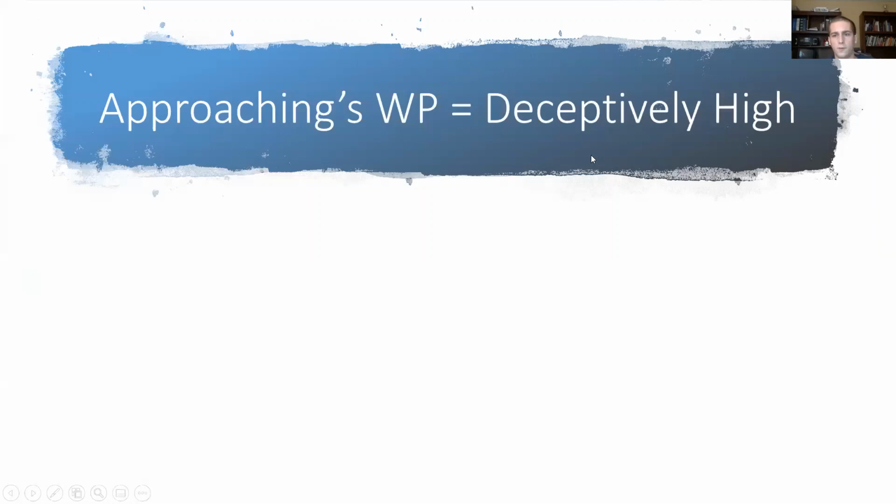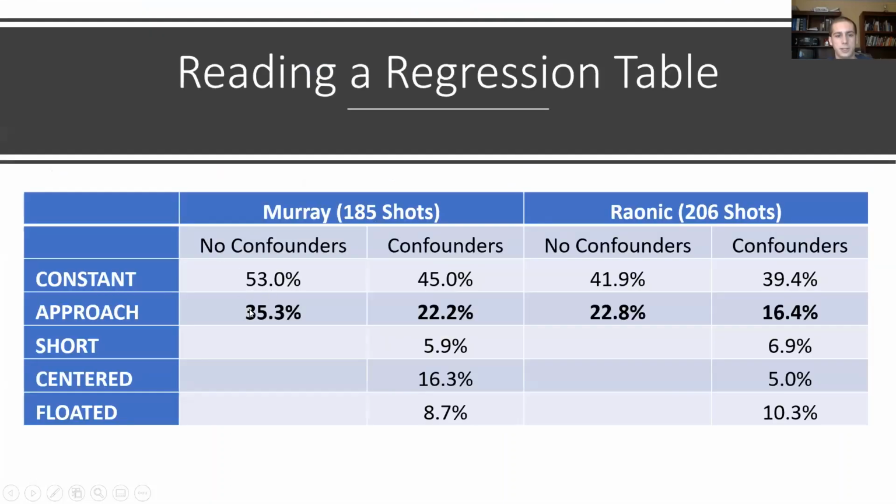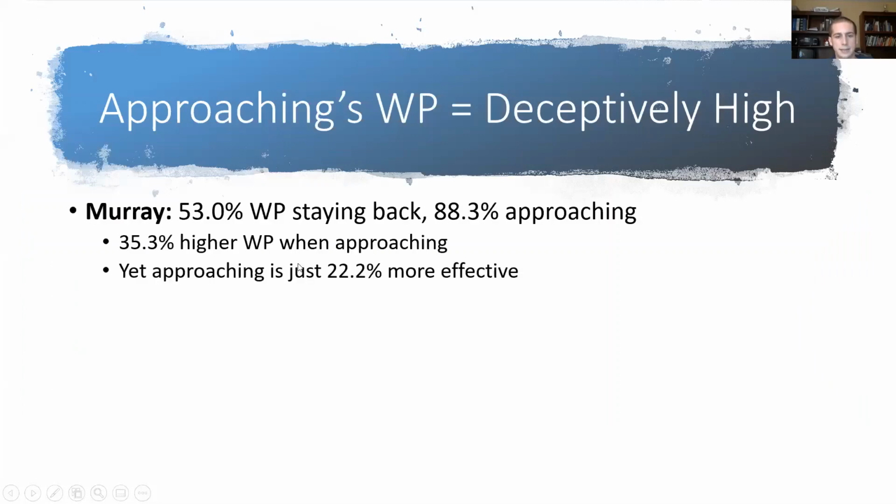So what we see here overall is that the player's win probability when they approach the net is deceptively high. Just to reiterate the numbers, Murray had a 53% win probability staying back, 88.3% win probability approaching. So his win probability when approaching was 35.3% higher. And yet, a more accurate estimate of how effective approaching actually was for him was just 22.2% more effective.